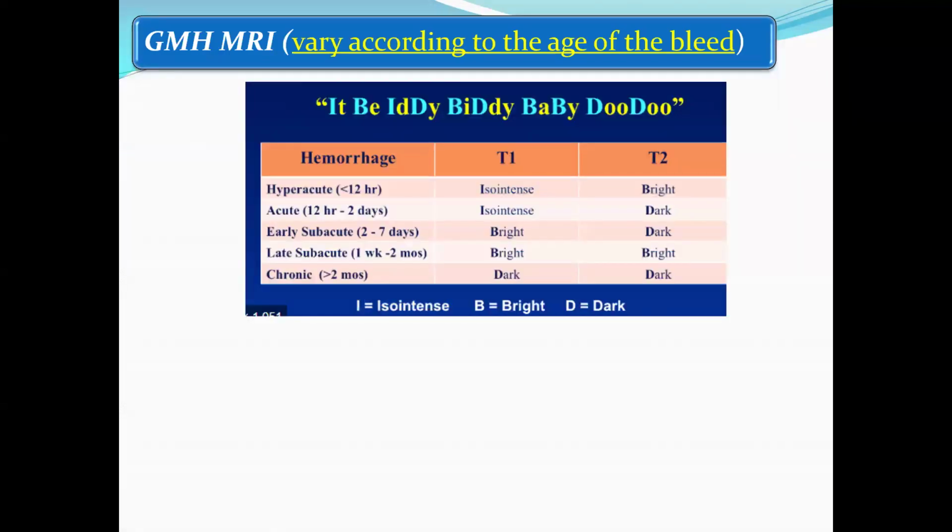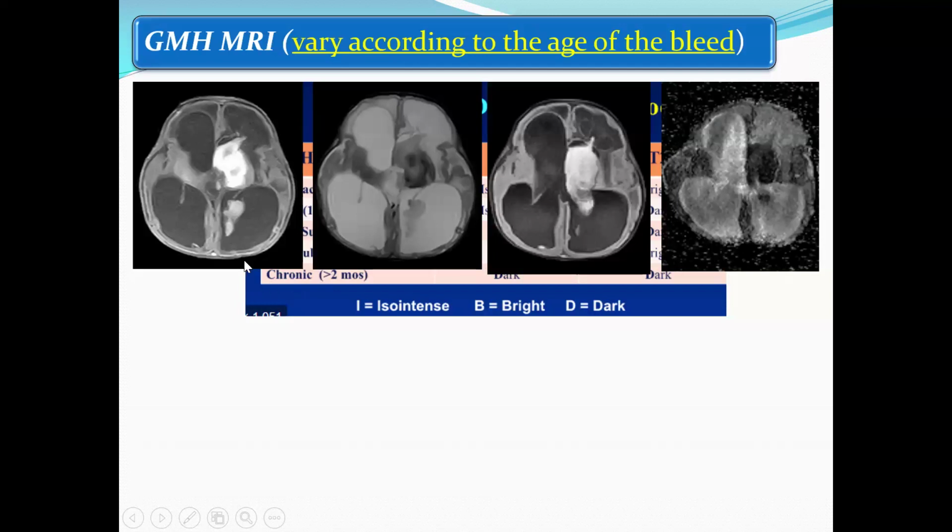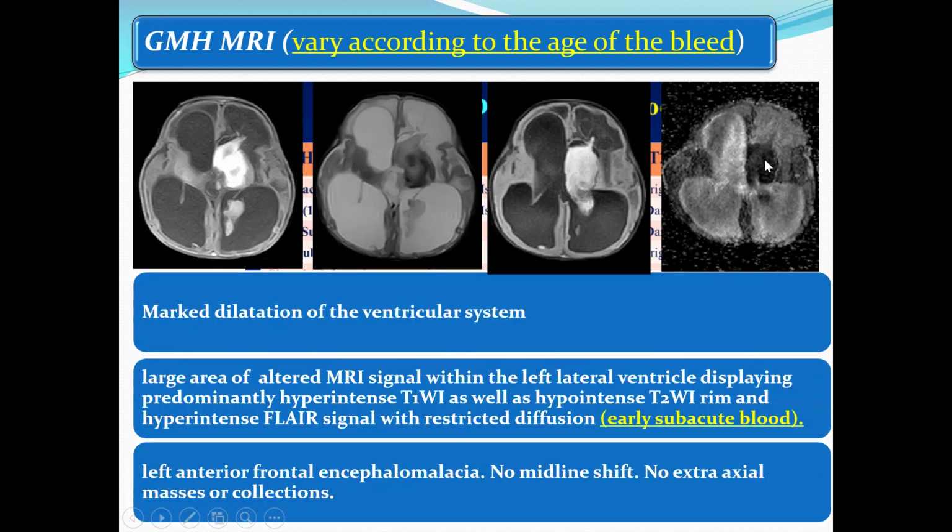By MRI, it depends on the age of the bleed, maybe hyperacute, acute, early subacute, late subacute or chronic. Here we have a case of marked dilatation of the ventricular system, and we have altered MRI signal within the lateral ventricle, extending to the choroid plexus, displaying bright signal on T1, low intensity on T2, and high signal on FLAIR with restricted diffusion. So we have grade 3 germinal matrix hemorrhage with early subacute blood.